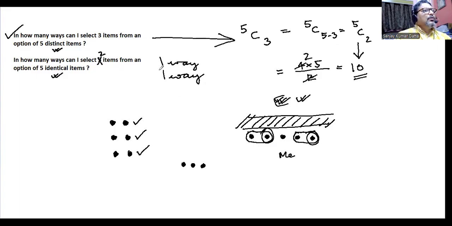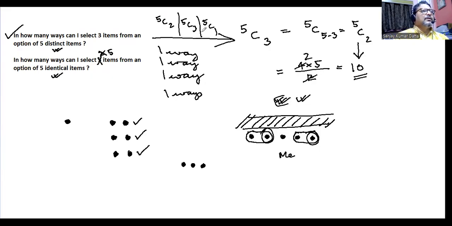One item will also be one way because whichever ball I may be showing you, for you it will appear that the same ball is being shown to you. Whereas mind it, in these cases, the vis-a-vis for distinct ones would have been 5C2 ways, 5C3 ways, 5C1 ways, right? Had you asked me in how many ways I can select five items from an option of five identical items, well, in this case, both the cases would have been one.